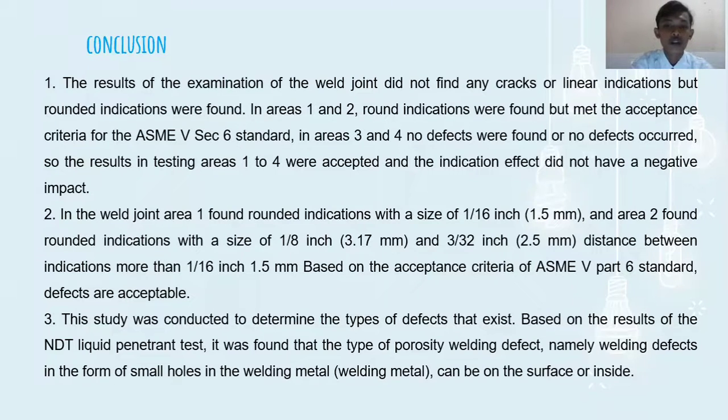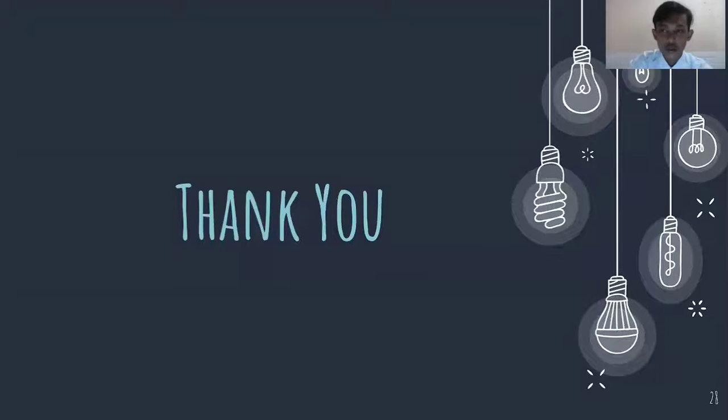Number 3. The study was conducted to determine the type of defect that exists. Based on the result of the liquid penetrant test, it was found that the type of defect is porosity, namely a welding defect in the form of small holes in the weld metal, which can be on the surface or inside. Thank you for my final project.